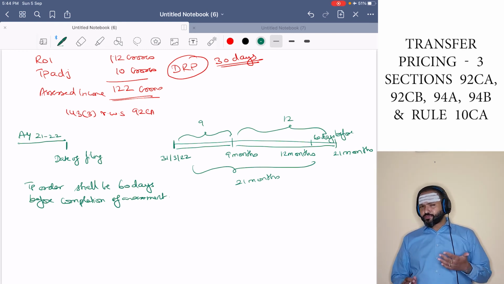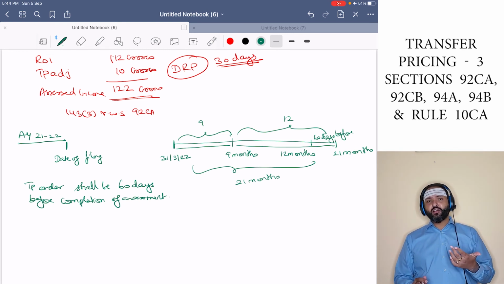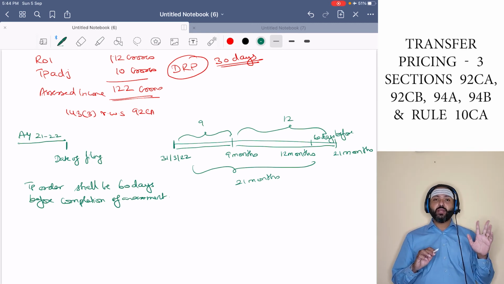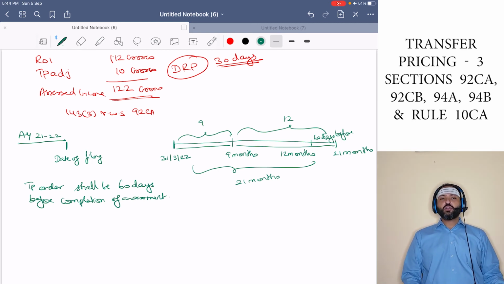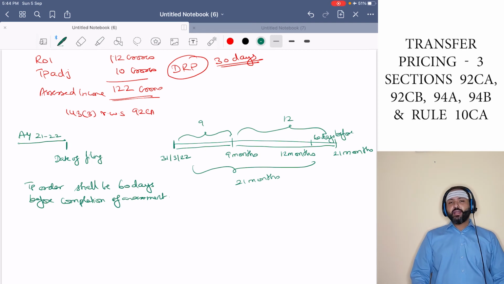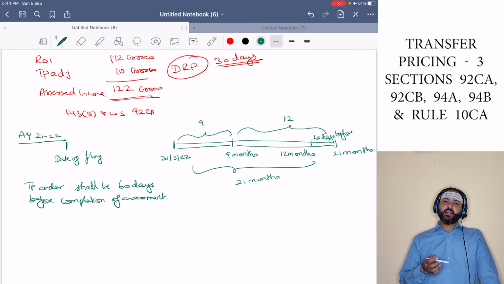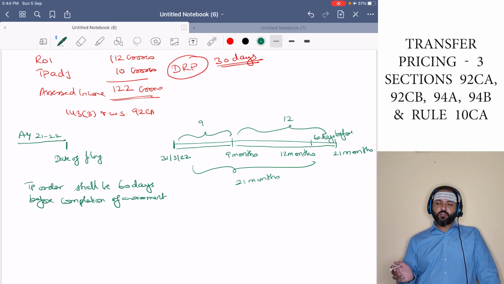Now, if I make a reference to assessment of a transfer pricing officer, this 9 months is enhanced by additional 12 months. So I will get 21 months in total. Okay, so now what will happen? I will go ahead and get the transfer pricing study done, and 60 days before the 21st month, the transfer pricing officer has to give the transfer pricing order.